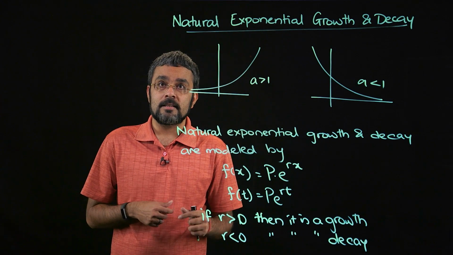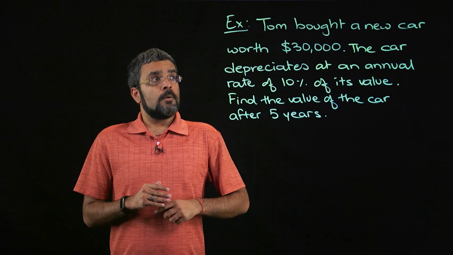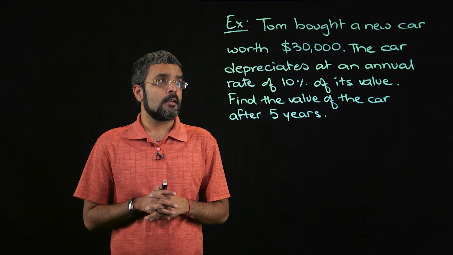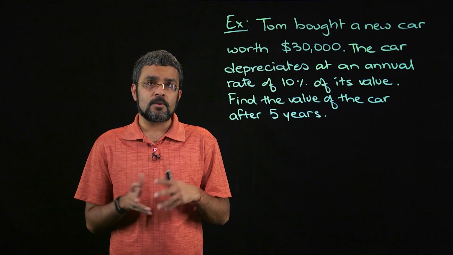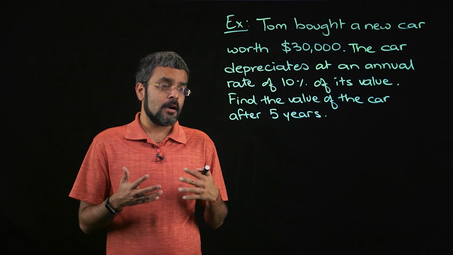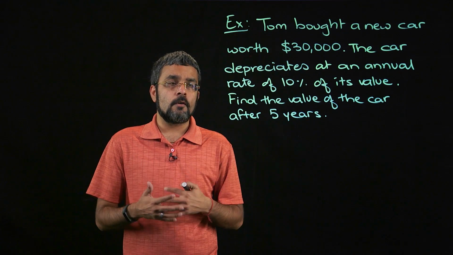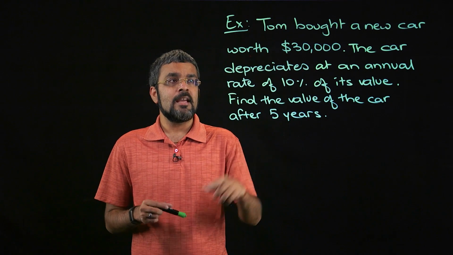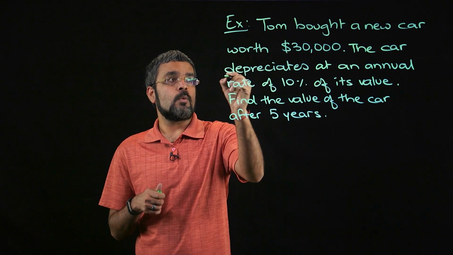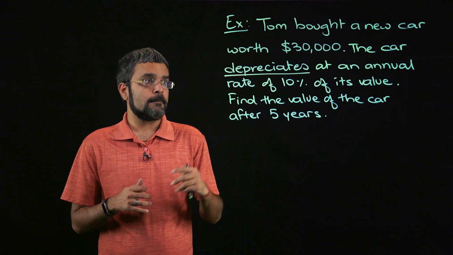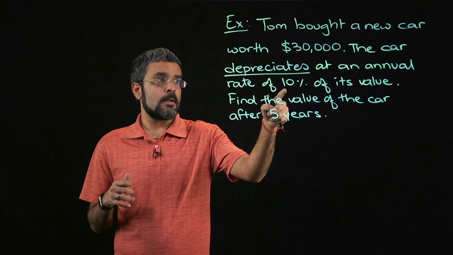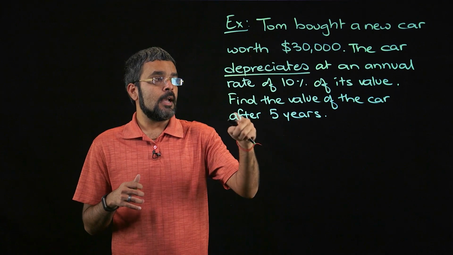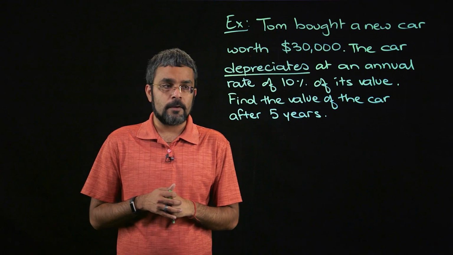All right, so let's take a look at an example. Tom bought a new car worth $30,000, and the car depreciates at an annual rate of 10%. As you know, after you buy a car, as time goes on, the value of the car obviously decreases. So here we know that it's supposed to be a decay because it's a depreciation. That word tells you that the value is decreasing. So actually it's not 10%, but think about it as a negative 10% because the value is going down. What is the value of this car going to be after 5 years?